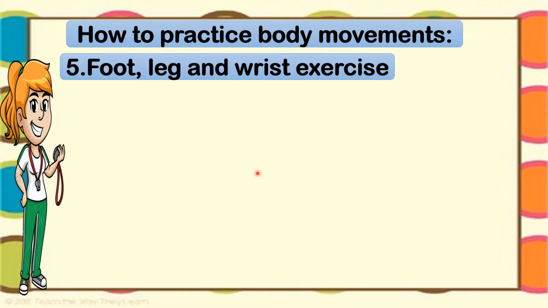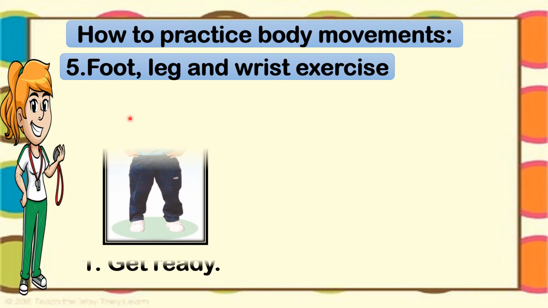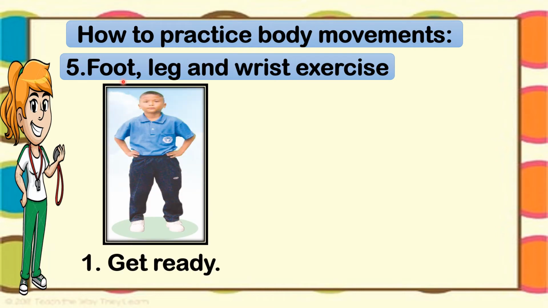Now let's go to number 5. And number 5 is foot, leg, and wrist exercise. Now this one is your foot. So when you say feet, the left and the right too. And then your legs, left and the right. And your wrist is this one, wrist.